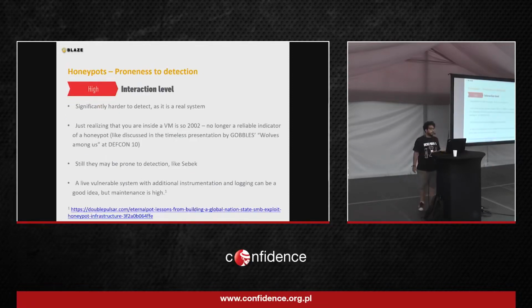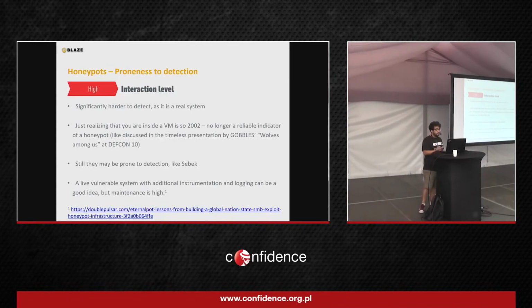And high interaction honeypots are significantly harder to detect. Again, in 2002 or so, people were detecting that inside the virtual machine there was a honeypot. That's not really the case these days, especially when everything is virtualized and on the cloud. But they're still prone to detection, like Sebek. There were a couple of different ways people used to detect its presence in the system. But then again, the maintenance is pretty high, so I think this is one of the reasons people like to use the medium interaction ones.